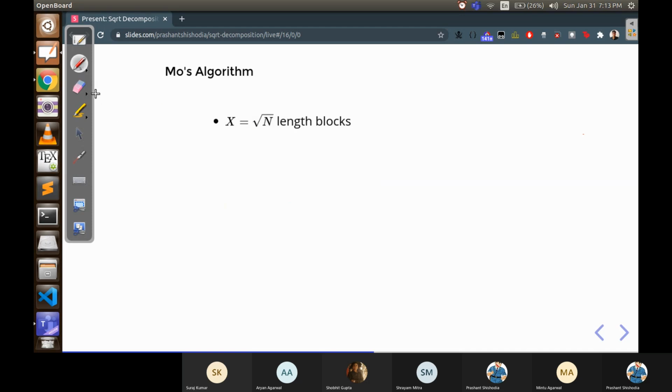Okay, so what we will consider now is we'll order the queries in a way that is easier for us. So this is my array, and I'll divide it into blocks of size √n, and I have all the queries li, ri. So I'll group queries together. All the queries that have their L in the first block, I will answer them together. All the queries that have their L in the second block, I'll answer them together.